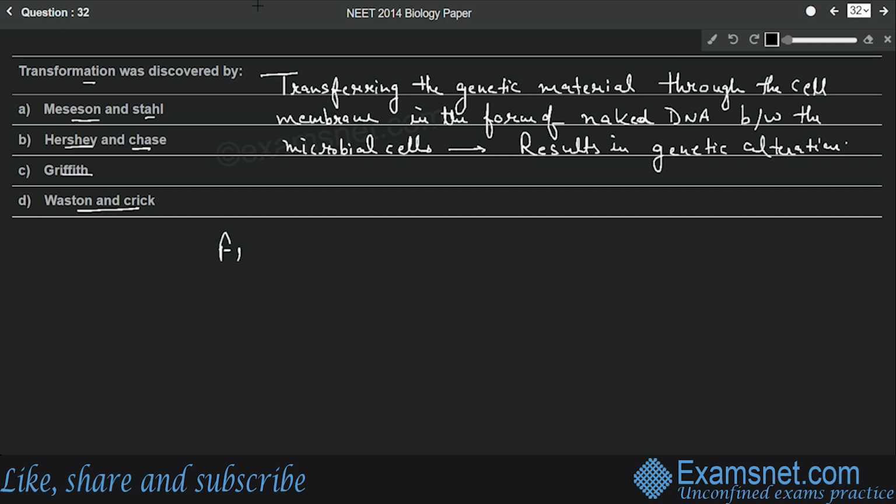Frederick Griffith in the year 1928. Okay, and he used which bacterium for the experiment? He used the Streptococcus pneumoniae cells, okay, or the pneumococcal cells. So the correct answer will be option number C, Griffith. Okay, full name is Frederick Griffith.